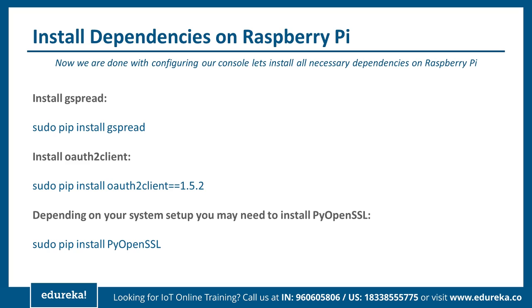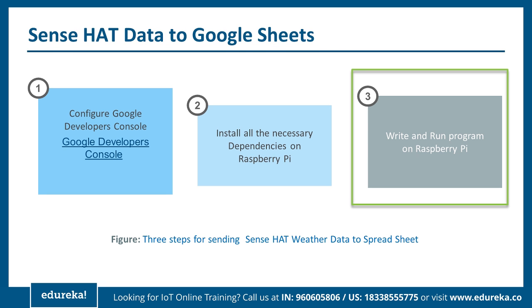And then we are installing PyOpenSSL. OpenSSL is for communicating using SSL, and there's an OpenSSL library available. So both the PyOpenSSL and OAuth libraries together will be used to connect to the Google Drive. Once having done that, we'll use the gspread library to access the spreadsheet that we have created and store the data there. And the data will come from our Sense HAT, from a Python program on the Raspberry Pi. So that's what we want to do on the Raspberry Pi.